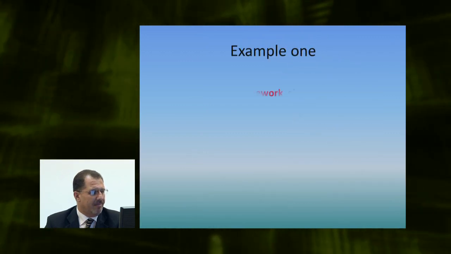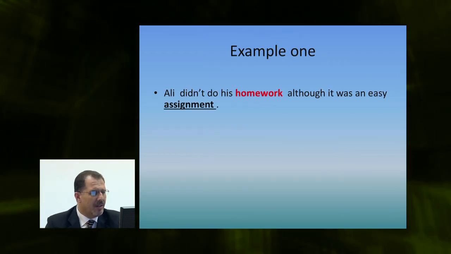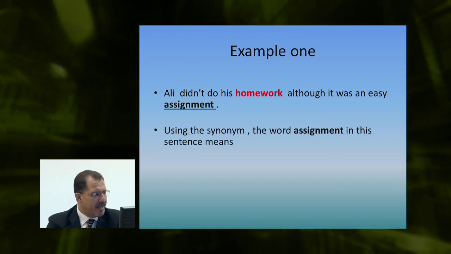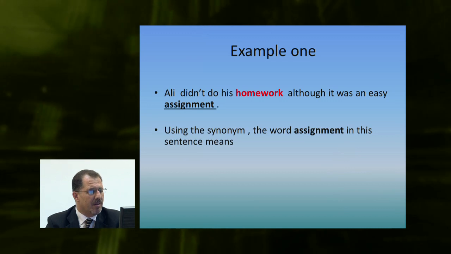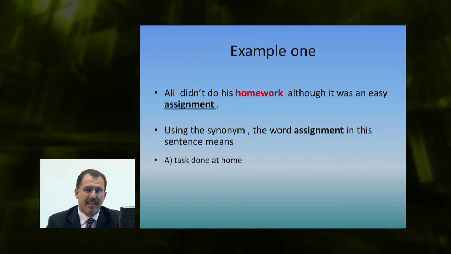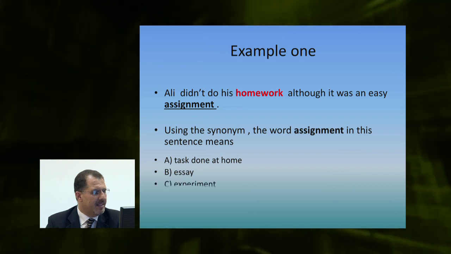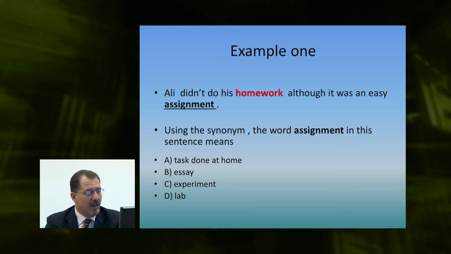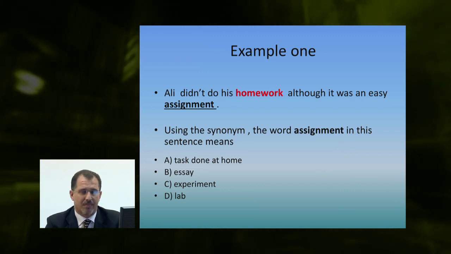Example 1. Let's read the example. Ali didn't do his homework, although it was an easy assignment. Okay. Now, using the synonym here. What is the synonym here? It's homework. Using the synonym, the word assignment in this sentence means, we have some options: A, task done at home. B, essay. C, experiment. Or D, lab. What do you think? Of course, it means task done at home.